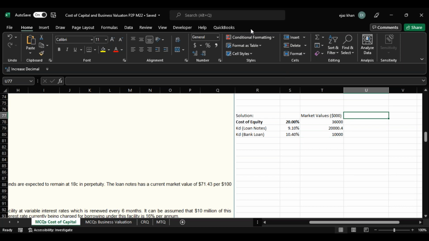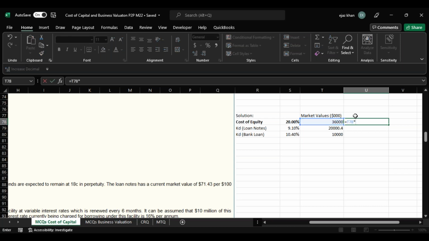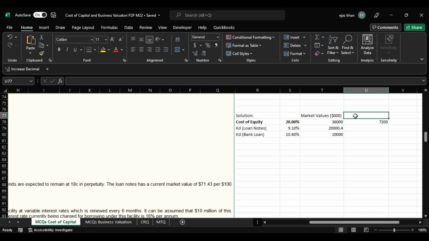Now, how do we calculate weighted average cost of capital? Let's first see how much we are paying in terms of dollars to our investors. So we're paying 20% to our investors against their investment of $36,000. So how much will it be in terms of dollars? 20% into 36,000. This is the annual amount that we will be paying. 7,200.